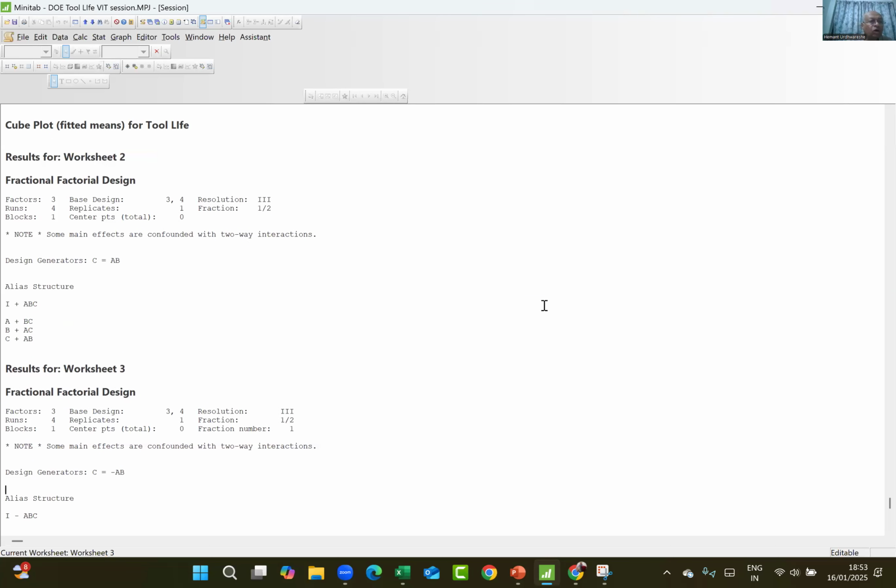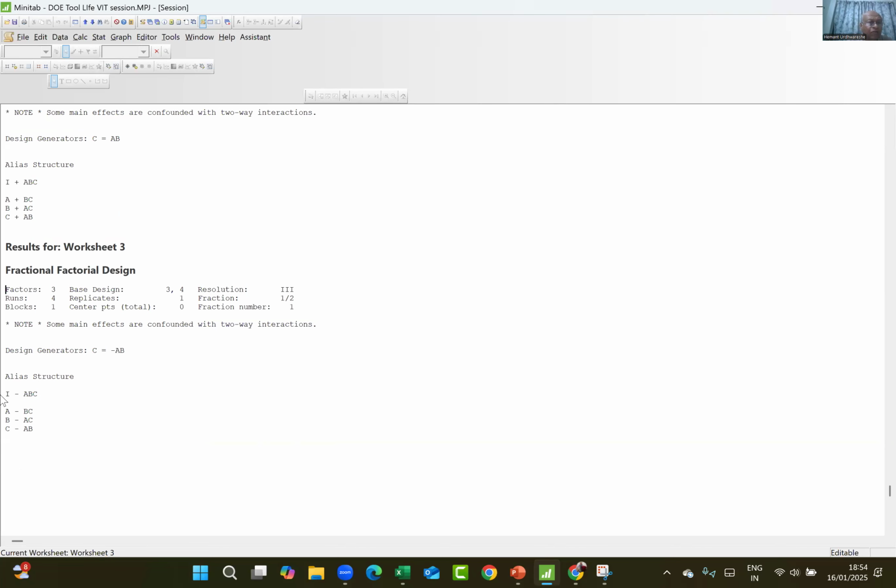The earlier one was, yeah, I is equal to plus ABC. So that means ABC plus 1 were selected. And alias means confounding structure. So A is confounded with BC, B is confounded with AC, and C is confounded with AB. So this is the confounding structure Minitab has shown.